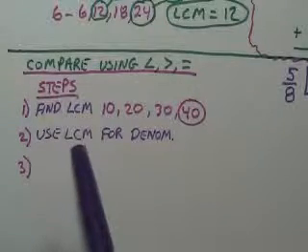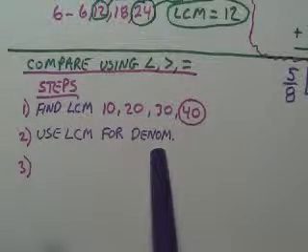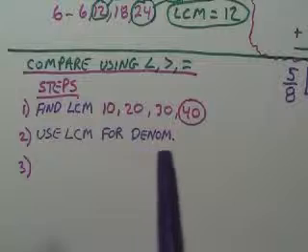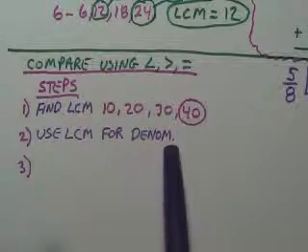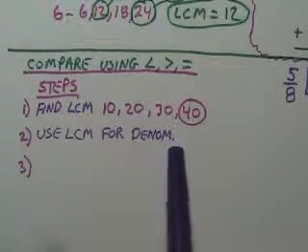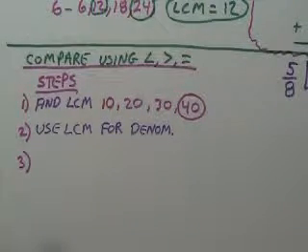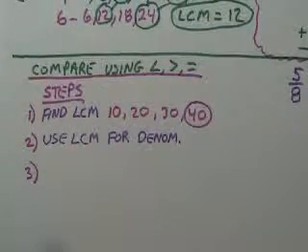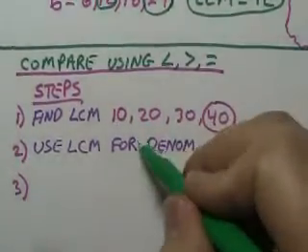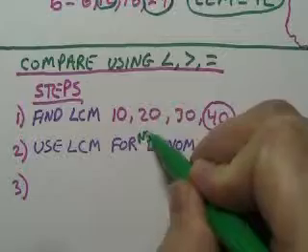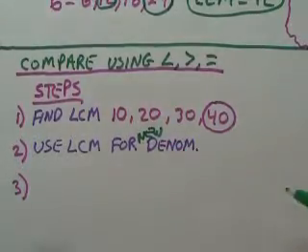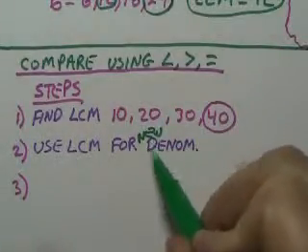So step 2 is use the least common multiple for the denominator. By the way, I'm shortening it for denominator. And I probably should have said for new denominator. Use least common multiple for new denominator.